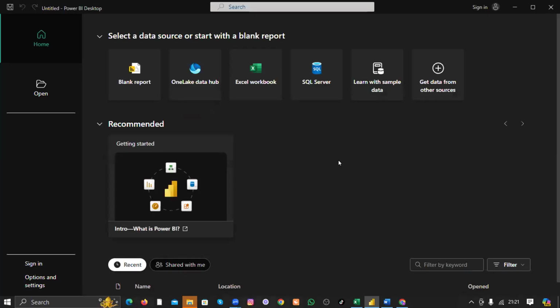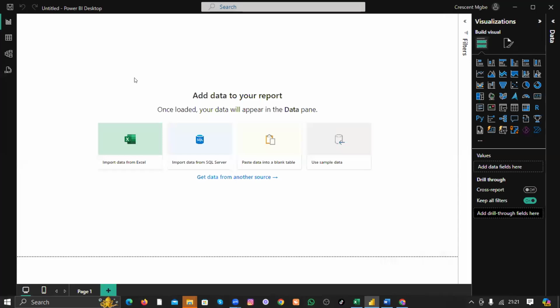All right. So can you see my Power BI dashboard? Yes, we can see it. Okay, fine. So I am going to click on blank reports. It will bring me into this blank area.